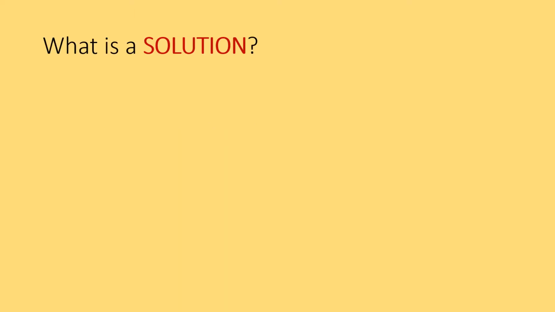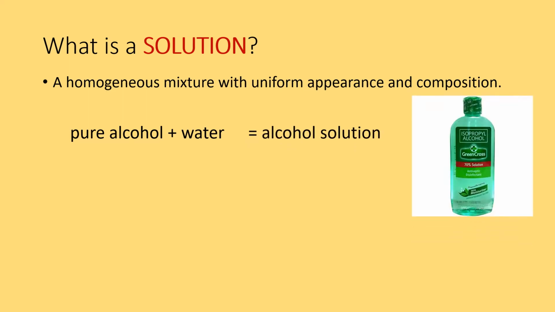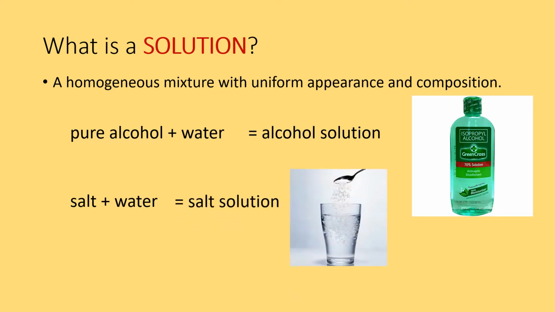Let us first answer this very important question. What is a solution? A solution is a homogeneous mixture with uniform appearance and composition. Let's say we dissolve pure alcohol using water, we form alcohol solution. This mixture of both liquids is a miscible mixture. Another example would be salt dissolved using water, we form what we call salt solution. This is a type of solution wherein solid is dissolved using a liquid.